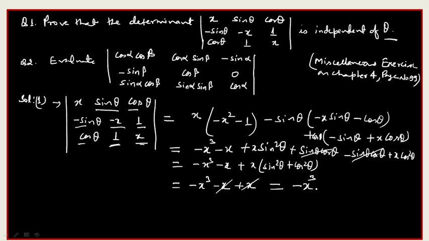So this is the solution. Now we can see the expression we got at the end. It is completely independent of theta. So what question number 1 is asking, prove that the determinant is independent of theta, and after evaluation we found that the end result is independent of theta. Right? By using similar principle, we will solve question number 2.